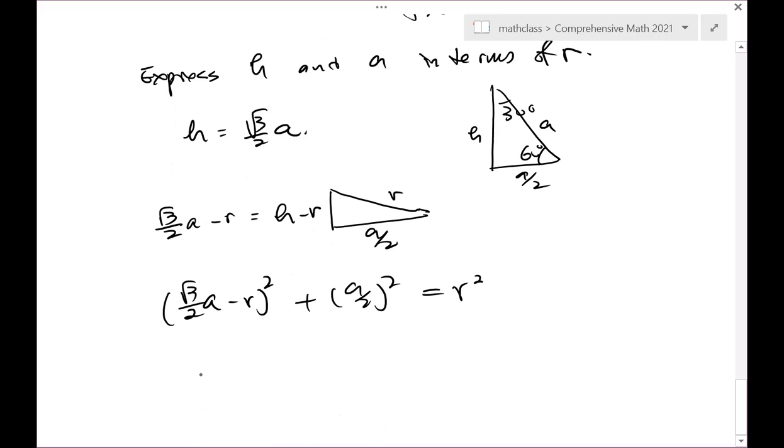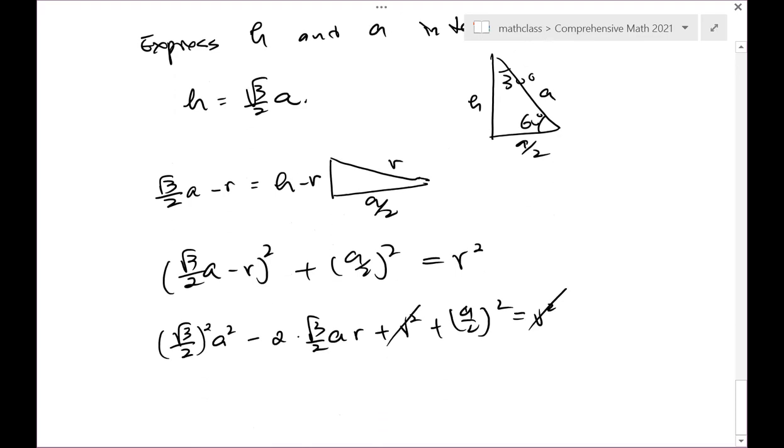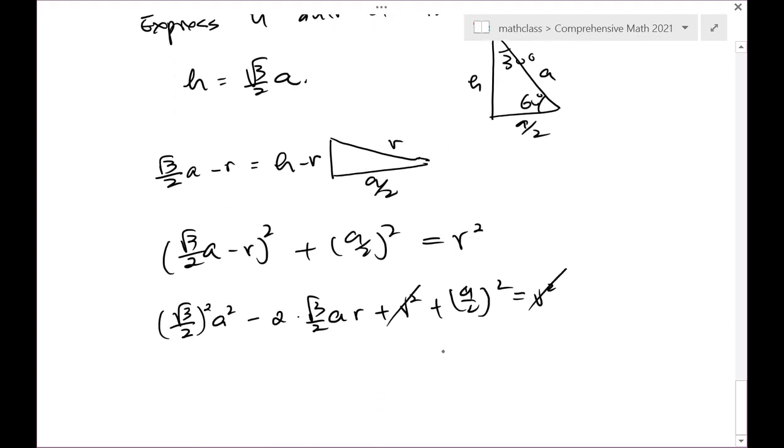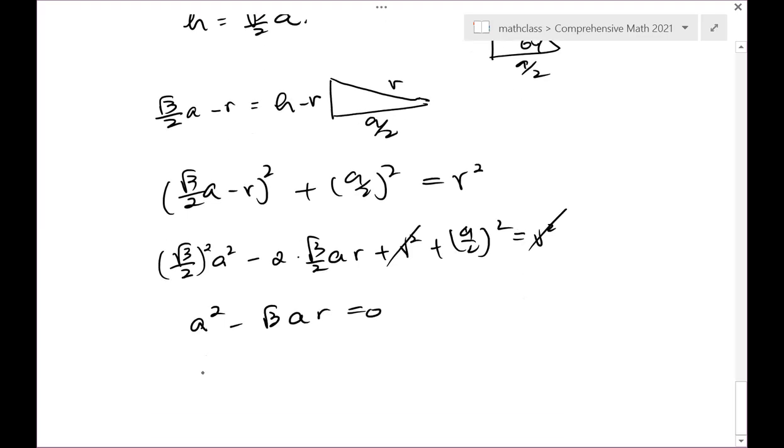So what you get here is, let's multiply this out if you want. We have square root 3 over 2 A squared minus twice R, and R squared, and A over 2 squared equals R squared is gone. Then from here you will get 3 over 4 and 1 over 4, which is just A squared minus square root 3 AR equals 0. So A is going to be 1 over square root 3 A. Okay, so that's the relationship.